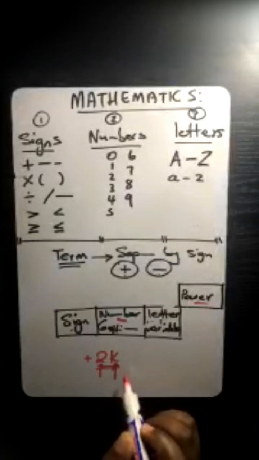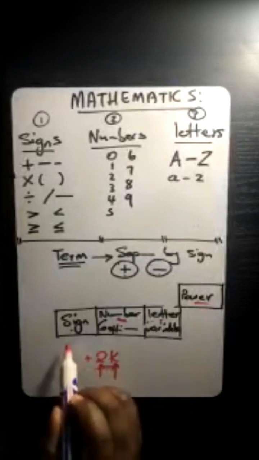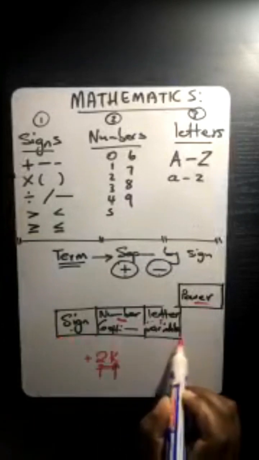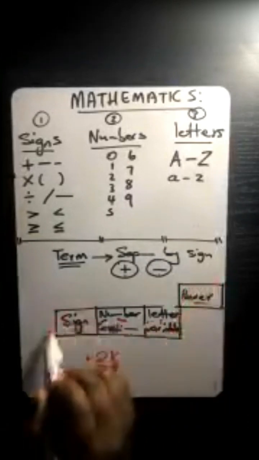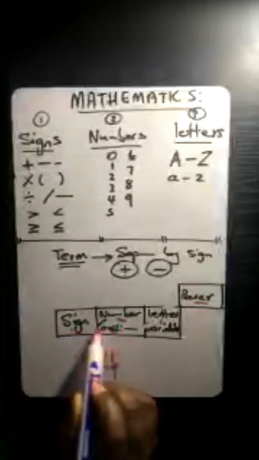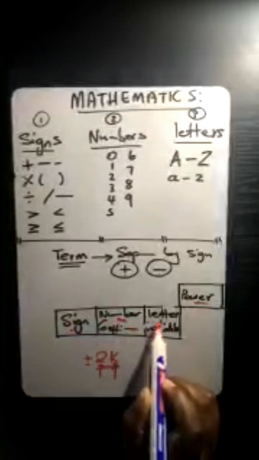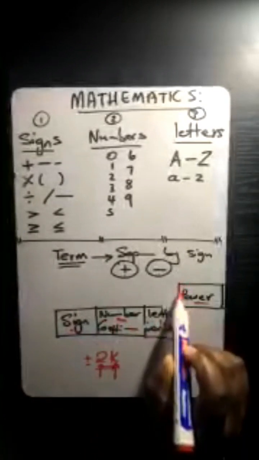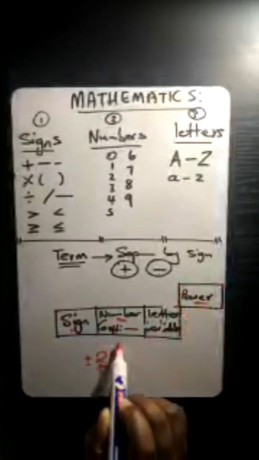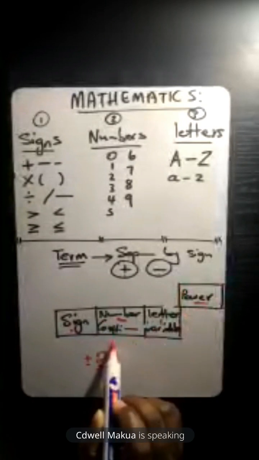Let me say, can you see how I've written this? Next to the number is that sign, and next to the number it's a letter. Can you see where the power is? The power is actually there. Exponent.